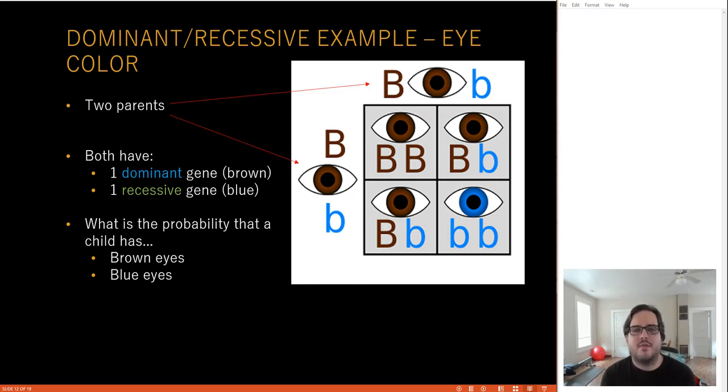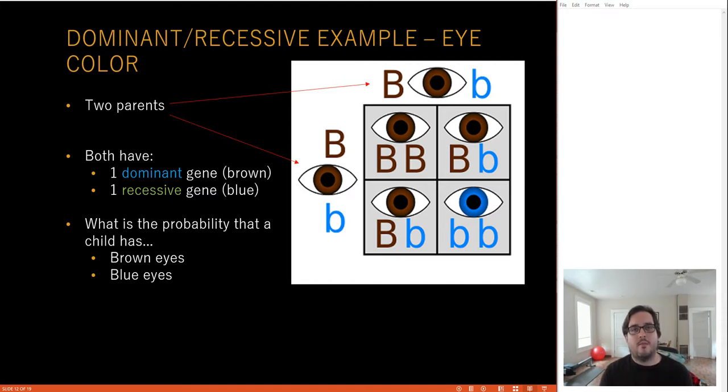So here we can have two parents. At the very top you have big B and then little b, meaning you have a big B dominant gene paired with a little b recessive gene. Let's say that this is the father. The father has this combination of genes, but what he will end up developing are brown eyes, because he has this brown dominant gene. Same with mom. The mom also has big B, little b, therefore she has brown eyes.